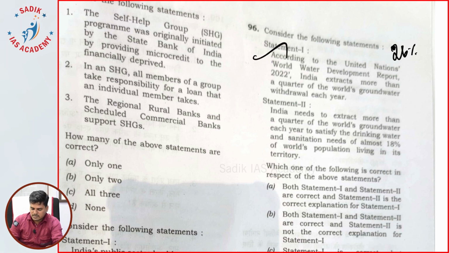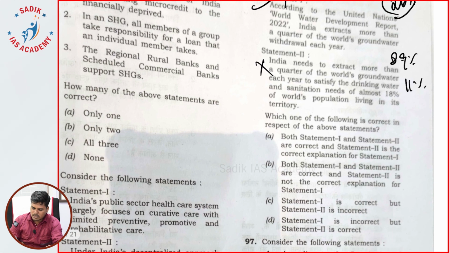The second statement says, India needs to extract more than a quarter of the world's groundwater each year to satisfy the drinking water and sanitation needs of almost 18% of the world's population living in its territory. Among the 26%, 89% is used for irrigation, the maximum percentage, and only 11% is used for other purposes. Therefore, the second statement is wrong, they have said 18%. What is the answer for this question? Statement 1 is correct, but statement 2 is incorrect. Option C is the answer.